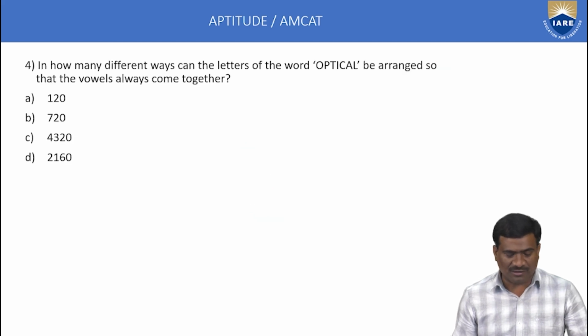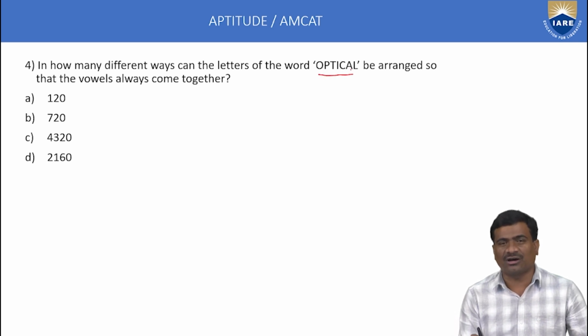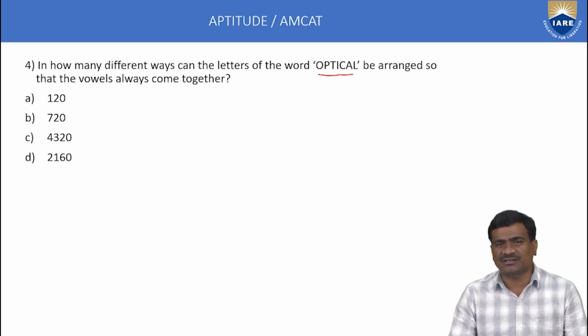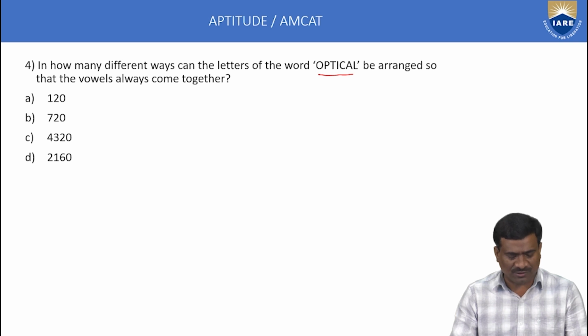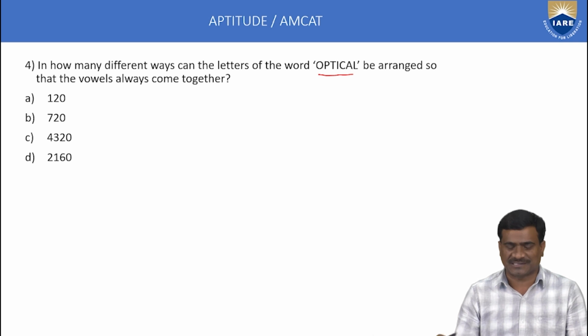Next, 4th example. In how many different ways can the letters of the word OPTICAL be arranged such that all the vowels always come together, or do not come together? This model is again important for the AMCAT test pattern. Options: A 120, B 720, C 4320, D 2160.